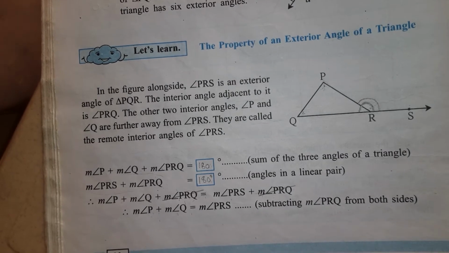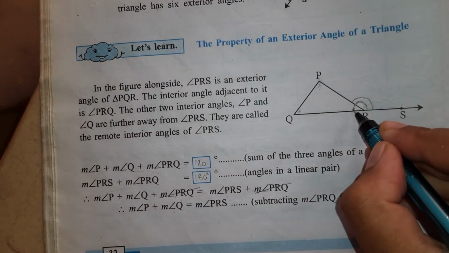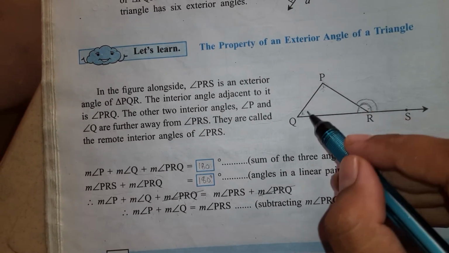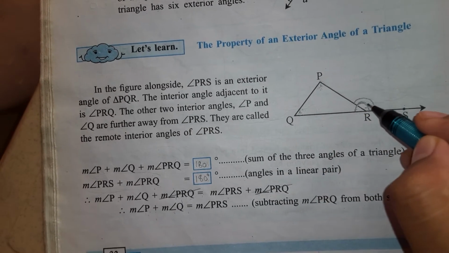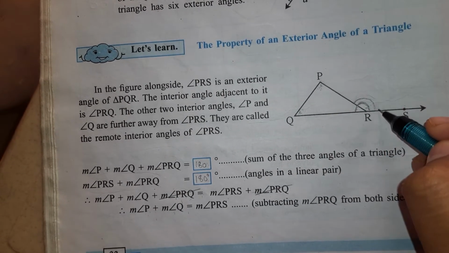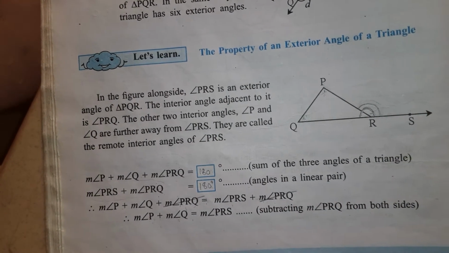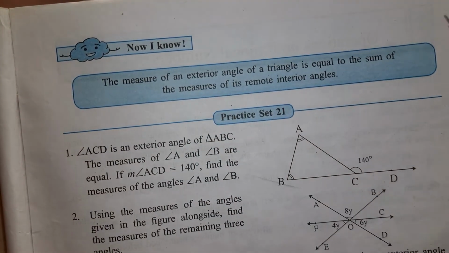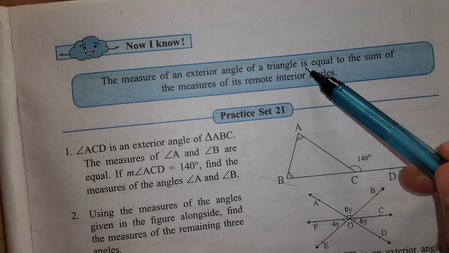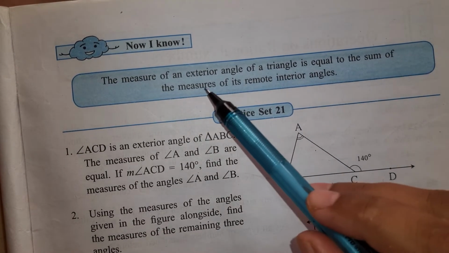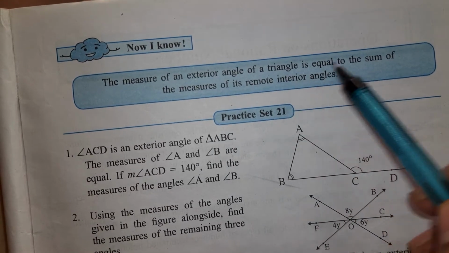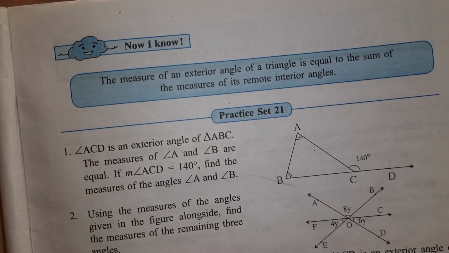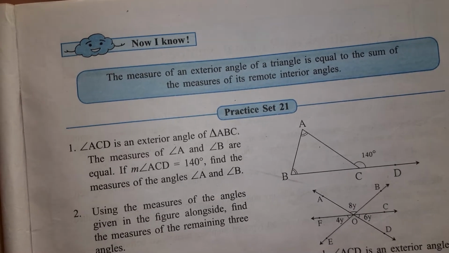Remote interior angles means what? इसके साथ जो adjacent है वो वाला interior angle छोड़ के बाकी जो बचे हैं दो, उन दोनों का sum कितना होता है? जितना इस एक्सटीरियर एंगल का मेजरमेंट होता है, that much. So what property we studied? That the measure of an exterior angle of a triangle is always equal to sum of the measure of remote interior angles. Now let's begin with practice set 21.